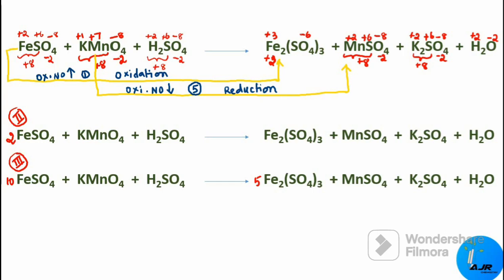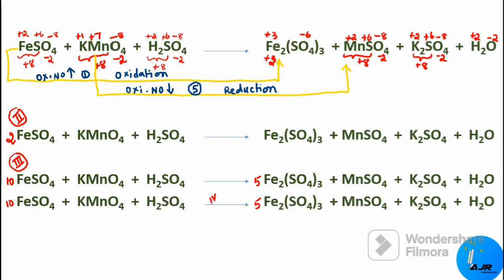Okay, now step 4. For writing step 4, what happens in step 4? Balance all the other atoms. We should balance all the other atoms except oxygen and hydrogen. Okay, we should balance all the other atoms except this oxygen and hydrogen. So for that I'm going to rewrite this equation. Okay, step 4. So I'm going to balance other atoms except hydrogen and oxygen.